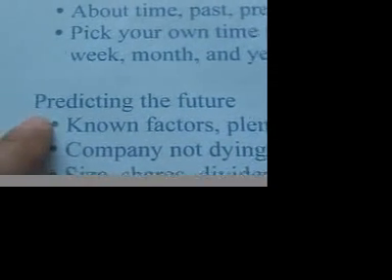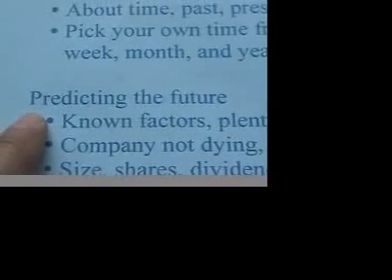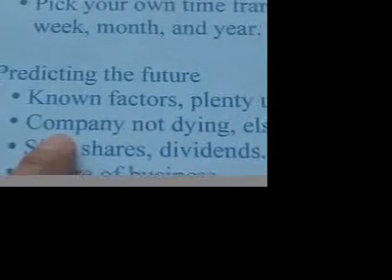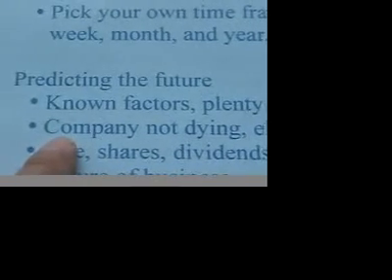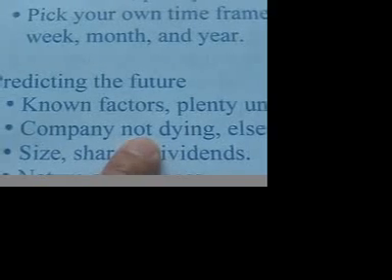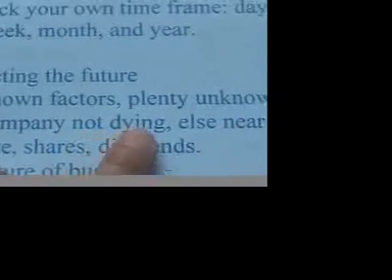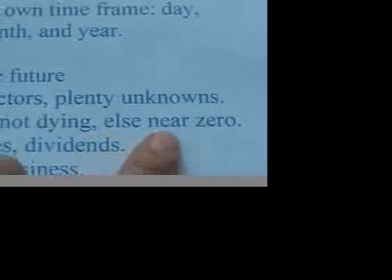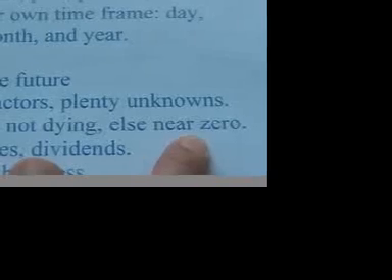The last part is predicting the future. When you predict the future, you know that there are a lot of known factors, but let me assure you, there are plenty of unknowns that you don't even know about. So it's not easy. But when you predict the future, one thing you must be sure. You must be sure that the company is not dying. So the company's survival is not an issue. Otherwise, there's no need to predict. Because if the company is dying, the stock price is always near zero. So you can forget about looking for the trend.